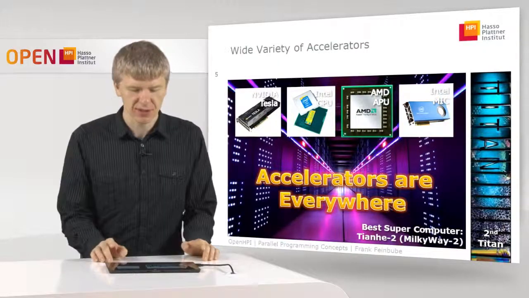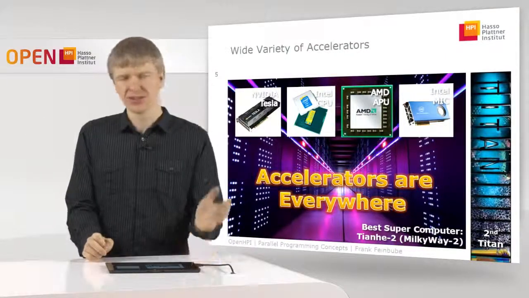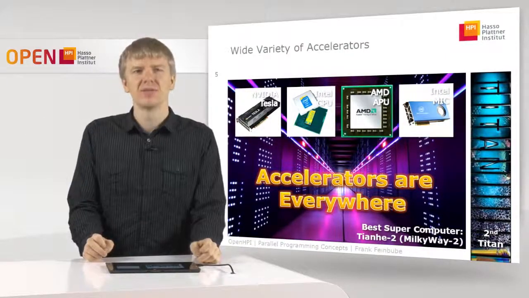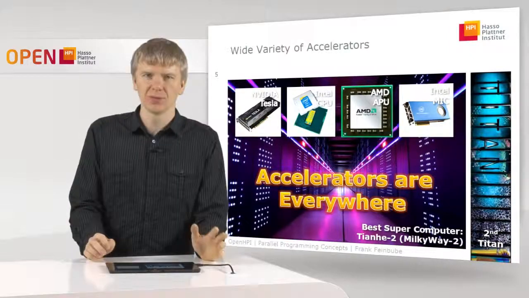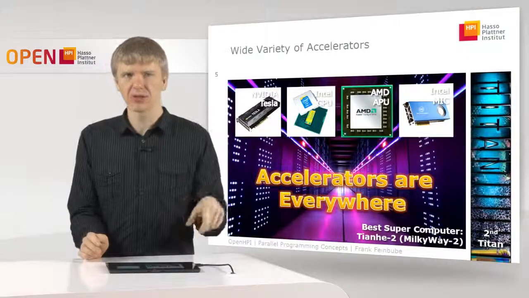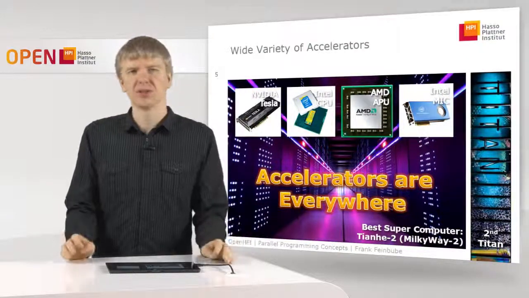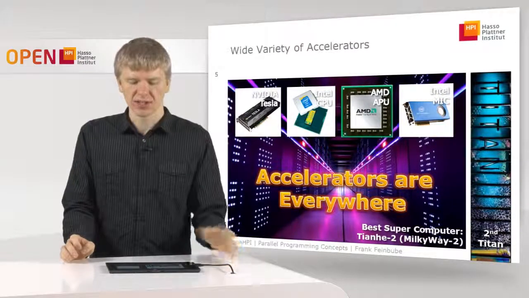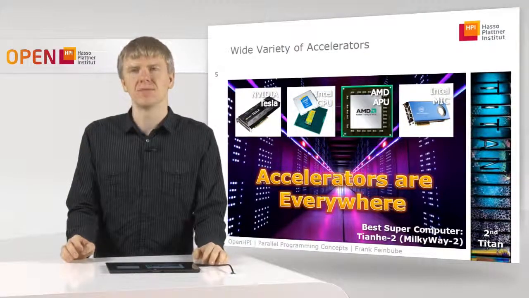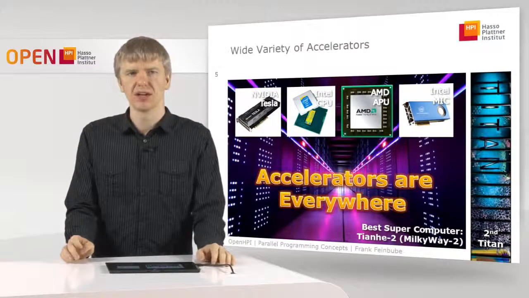In addition to this, in the background we have two pictures of the best or fastest supercomputers in the world today. Milky Way 2 is the best supercomputer currently, and it is built out of Intel CPUs and those Intel MIC accelerator cards. So those large computers already have those. And the second one is Titan. Titan also has CPUs and a lot of NVIDIA GPUs in it.